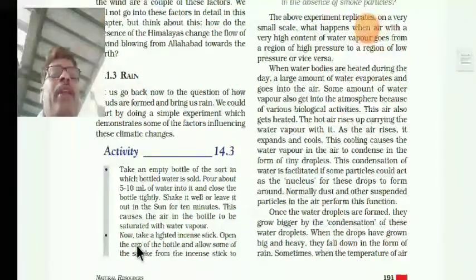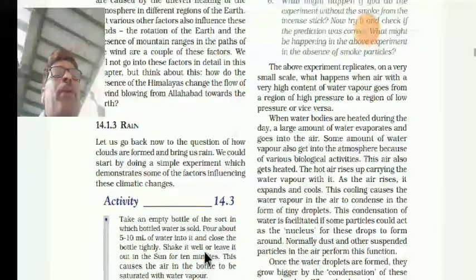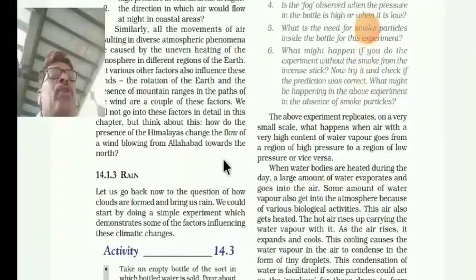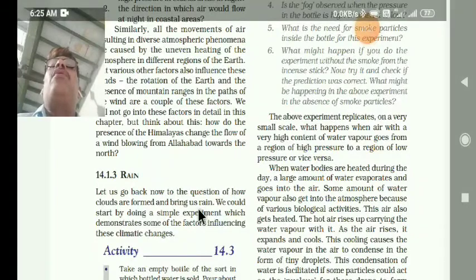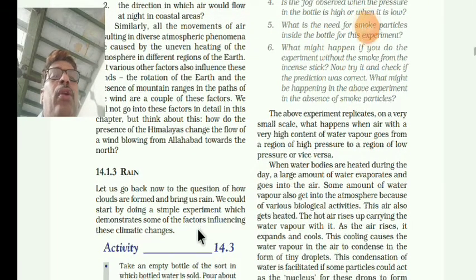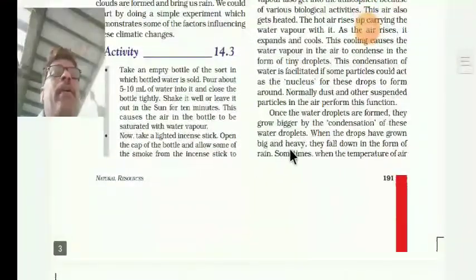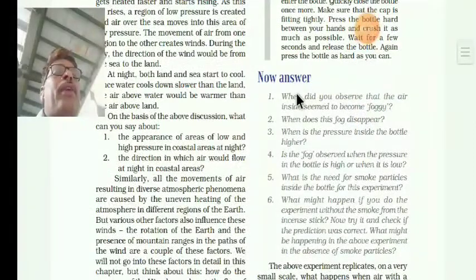And then take a lit incense stick, open the cap of the bottle, and allow some of the smoke in. So what will happen in this? You will come to know that the air with smoke seems foggy when we stop pressing and crushing the bottle. Okay. So this is the third experiment.